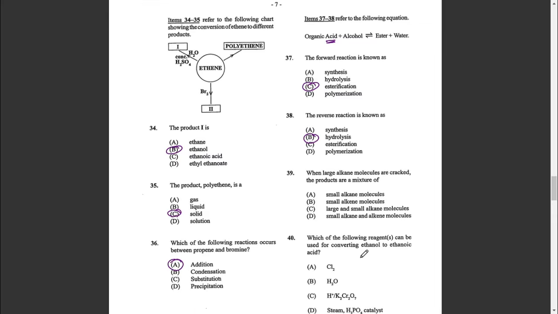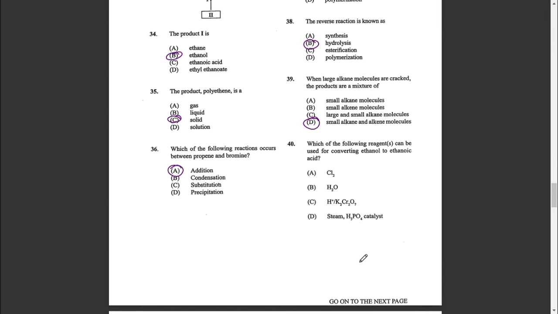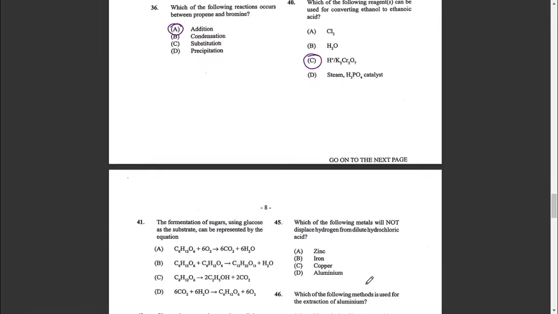39. When large alkane molecules are cracked, the products are a mixture of small alkane and alkene molecules. 40. Which of the following reagents can be used for converting ethanol to ethanoic acid? Ethanol will undergo oxidation by acidified potassium dichromate, where the color changes from orange to green, and it's C, to give ethanoic acid.